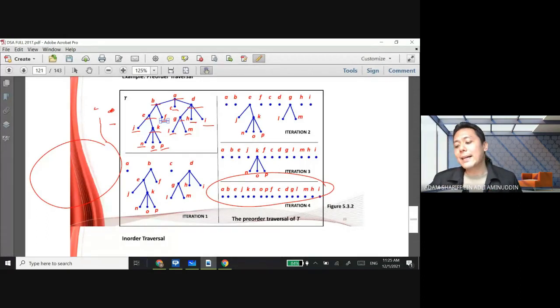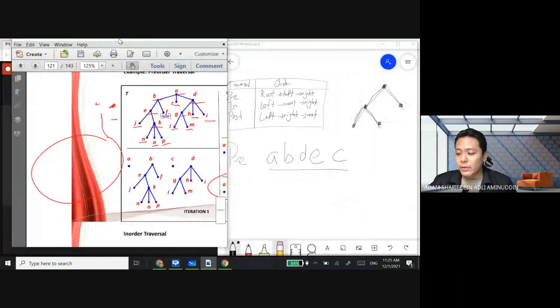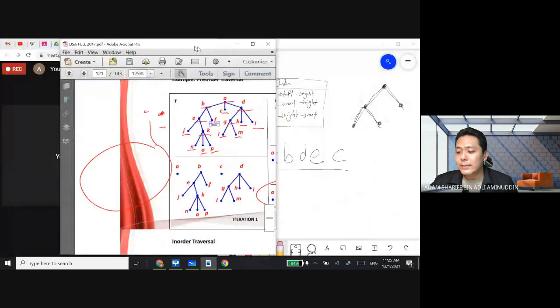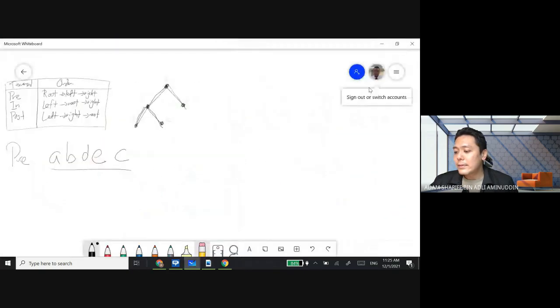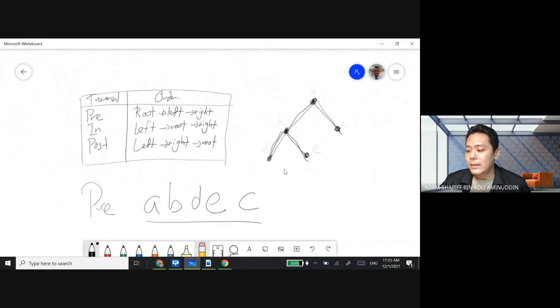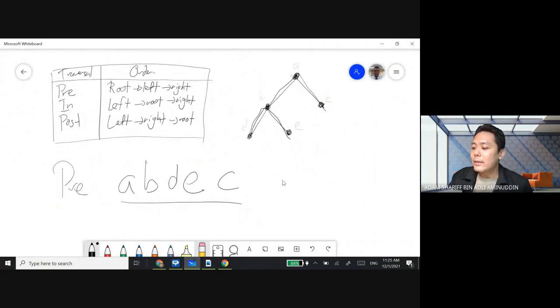Ni contoh yang panjang lah. So tengok balik contoh pendek saya tadi. A, B, the root first, A to B, to D, left, E, then to C. So this is the pre-order traversal of the pre-order punya logic.